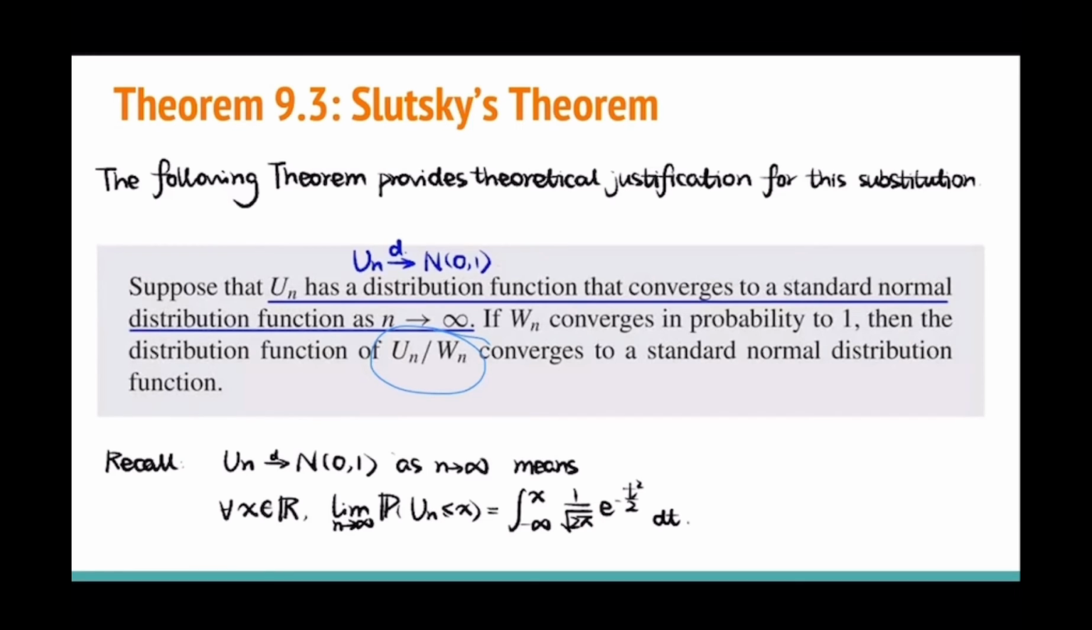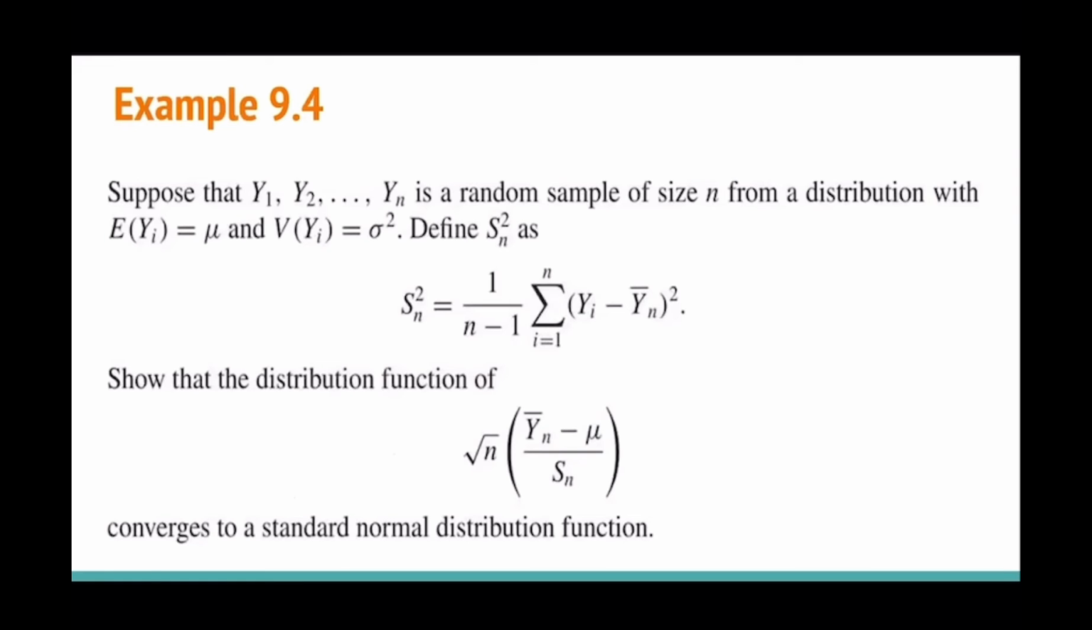Mathematically speaking, if the Un sequence converges to a standard normal distribution as n becomes sufficiently large, what we can say is that for every x in the real numbers, the limit as n tends to infinity of the probability of Un less than or equal to x gives you the cumulative distribution function of a standard normal. That's what we mean. So we're going to go into another example now.